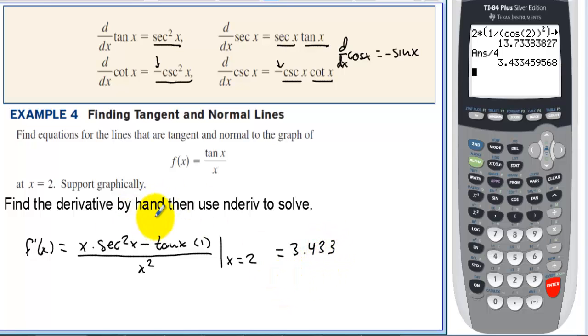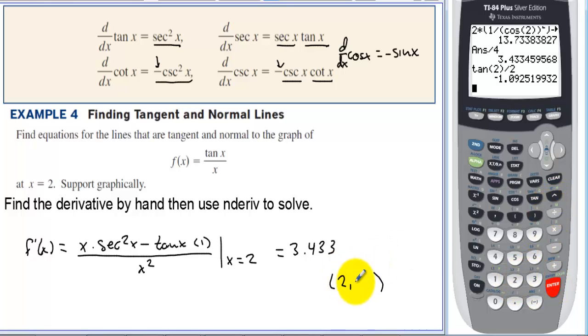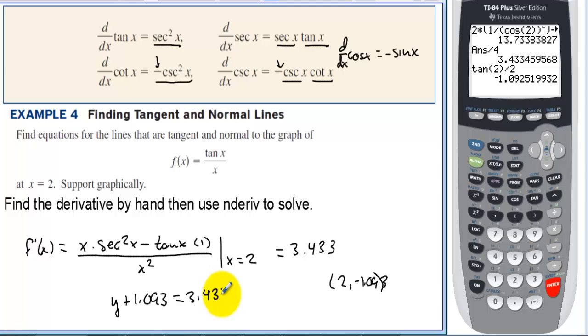Now we need to get the point. We have a point 2 comma something, and so we need to take the tangent of 2 and then divide that by 2. We have negative 1.093. So the equation of our tangent line is y plus 1.093 equals 3.433 times x minus 2, like that.